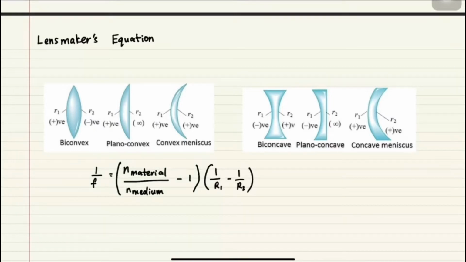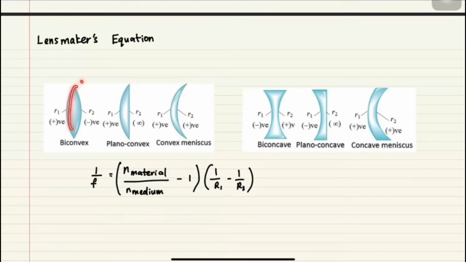And then the key thing here, as long as kamu understand lah, kalau plano convex tu sebelah tu plane, then it should be okay. Okay, terbalik ke apa ke tak ada masalah. And then another important part is that biconvex ni kadang-kadang dalam exam ataupun biconcave, they might give you one value for R. Contoh dia kata R untuk biconvex adalah 9 cm.